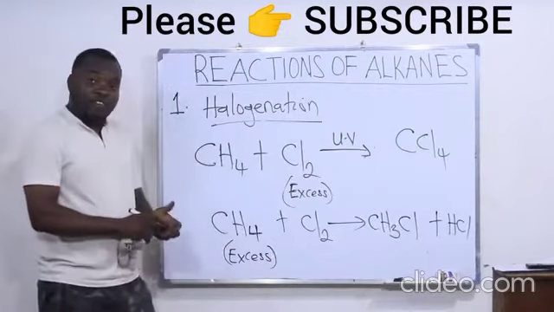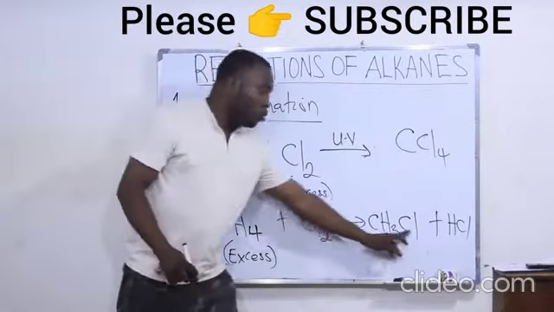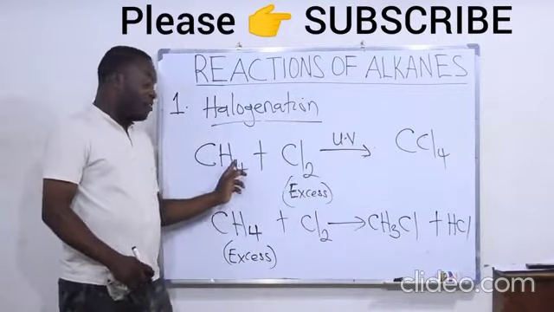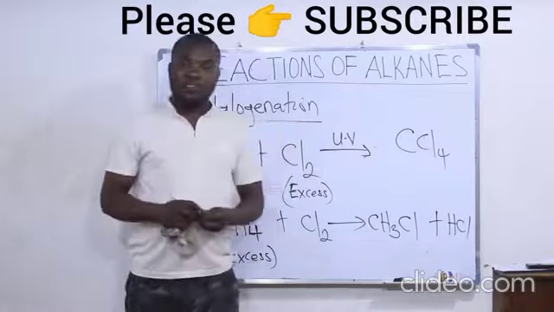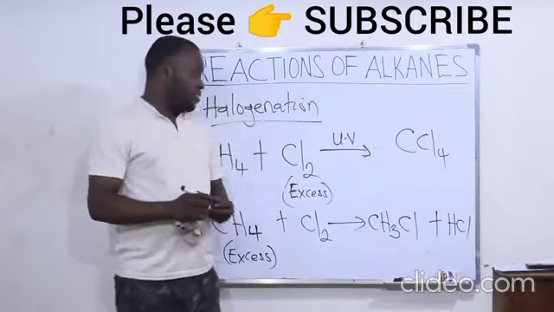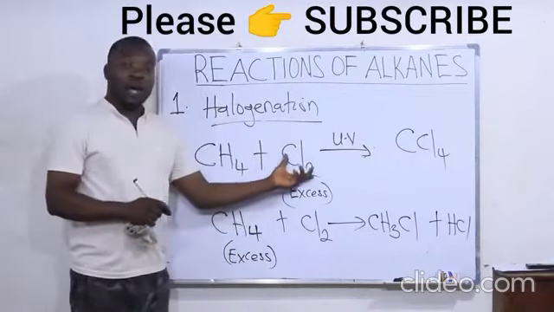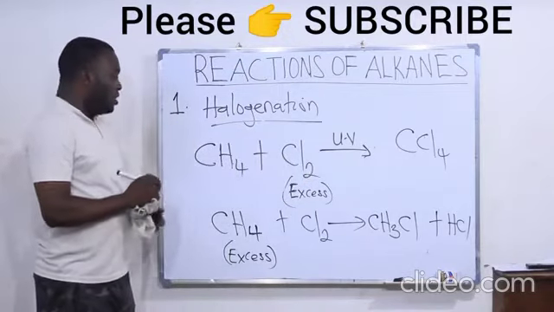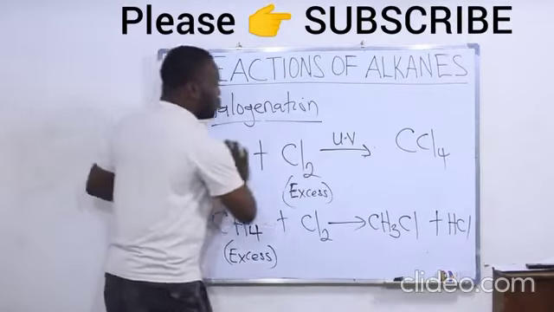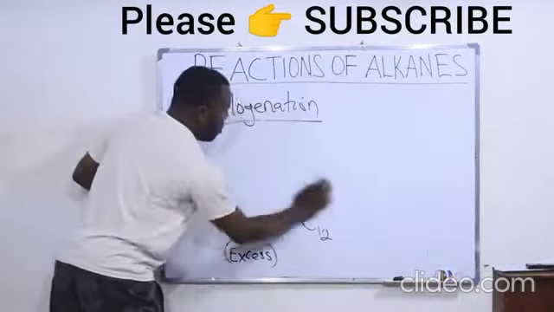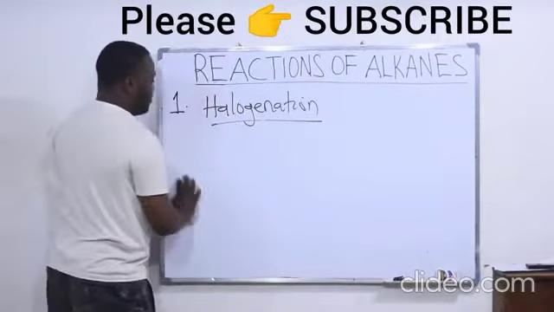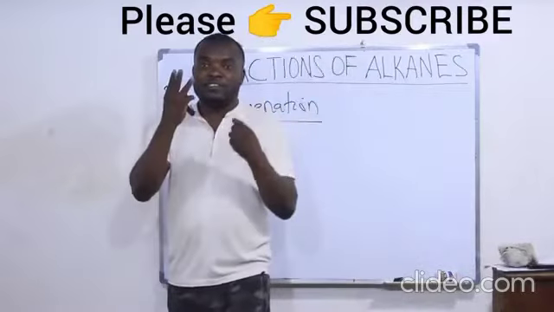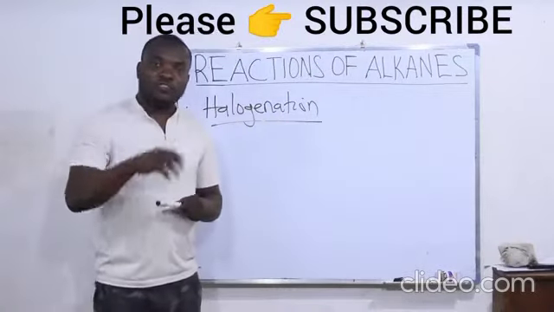So, when the methane is in excess, we form chloromethane. Only one chlorine will be there. But when the chlorine is in excess, we form tetrachloromethane. That is the reaction between halogen and methane. Now, another important thing you need to know about halogenation of alkanes is this. Halogenation reaction of alkanes takes place in 3 stages. There are 3 stages of halogenation.